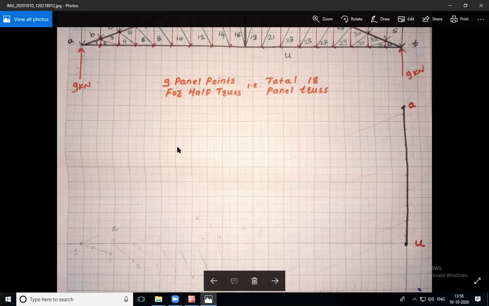Now after getting A, what do we have to do? See, after A there is B. Now see that from A to B, just a minute.